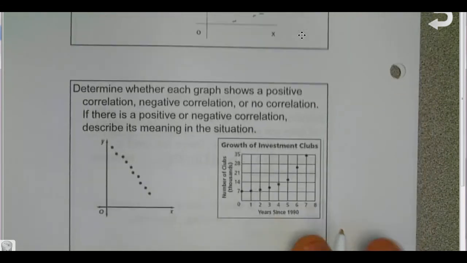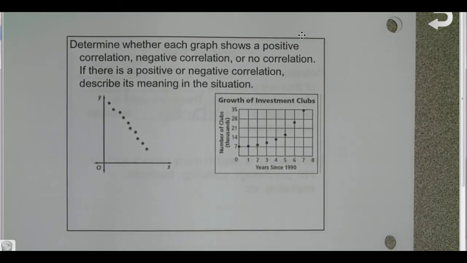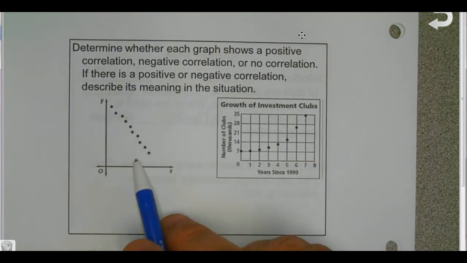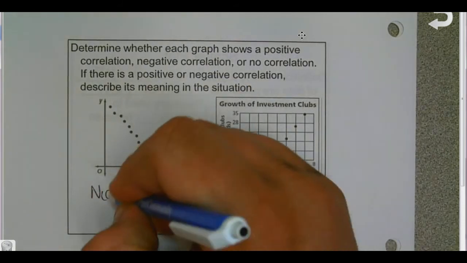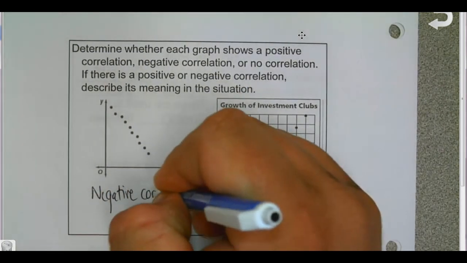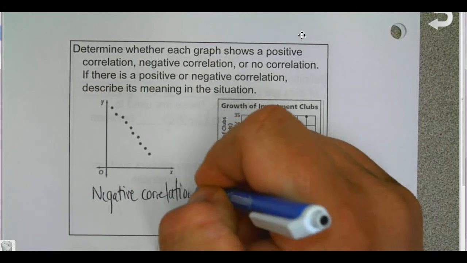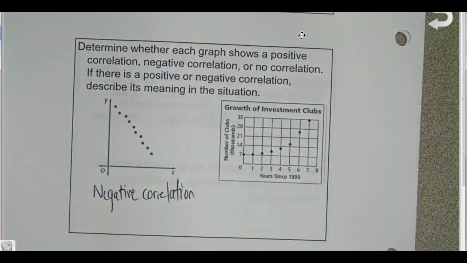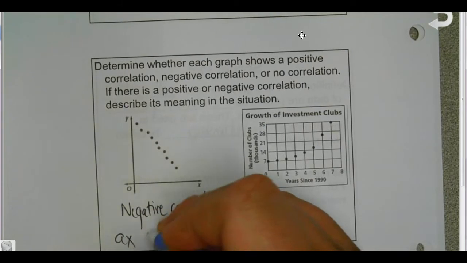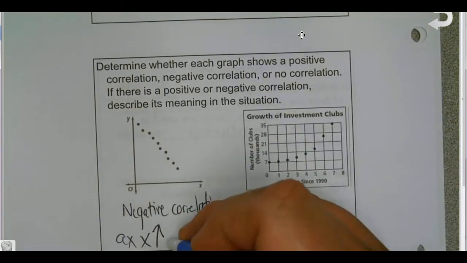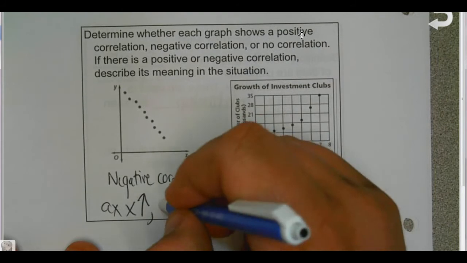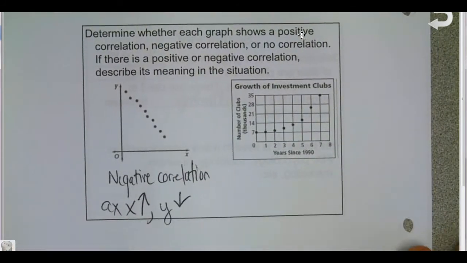So take about 30 seconds and tell me if you can describe this correlation as positive, negative, or no. And then it says to describe the meaning, but we'll take care of that in a second. All right. So obviously this graph was a negative correlation. And essentially what this graph says is that as X increases, what does Y do? Well, Y decreases. And that's what makes that negative.